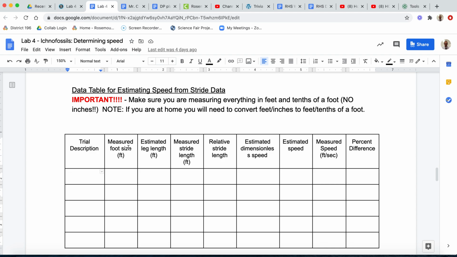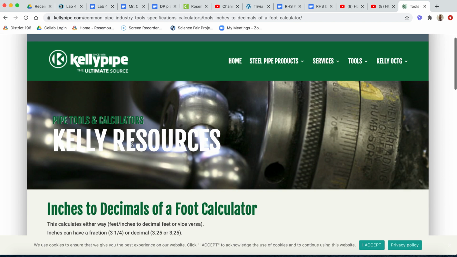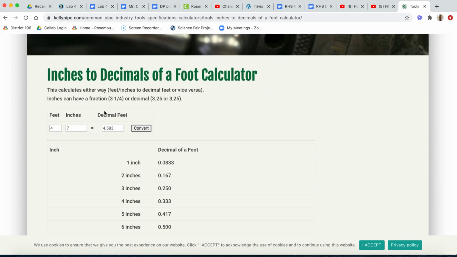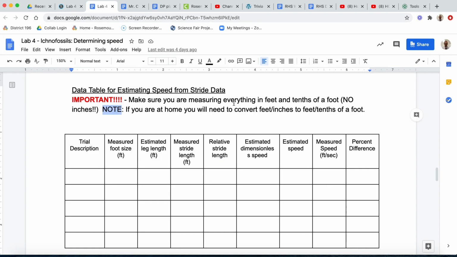Okay, so you're going to need something, whether it's a measuring tape or something like that, to measure your foot size. Now, you're going to measure in feet, but the note here is that you need to convert those feet into feet and then tenths of a foot. An easy way to do that is to go to Google and search "feet and inches to decimal of feet," and get something like this. I typed in 4 feet 7 inches. The decimal of that is 4.6, rounded to the first decimal. So it's absolutely critical that you are not using inches, that you're using feet and then the tenths of a foot.